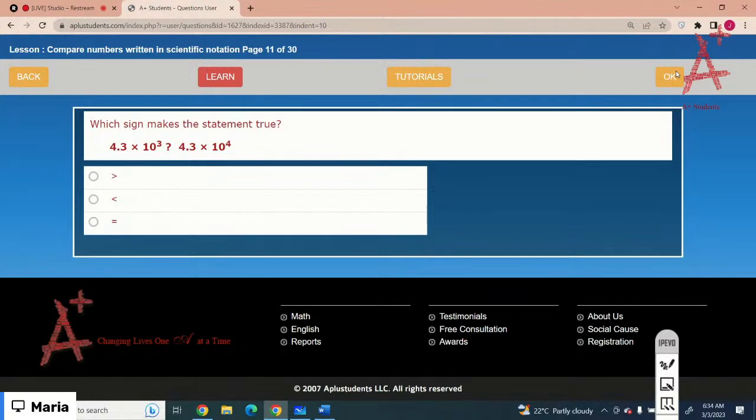Okay, it's 4.3 times 10 exponent 3 and 4.3 times 10 exponent 4. So which is the correct one? 3 is less than 4. That means 4.3 times 10 exponent 3 is less than 4.3 times 10 exponent 4. Got it?